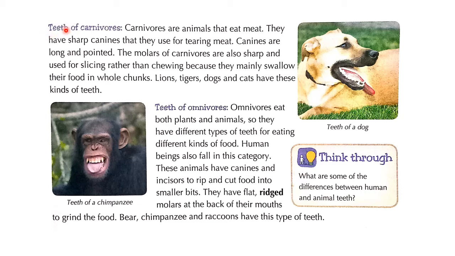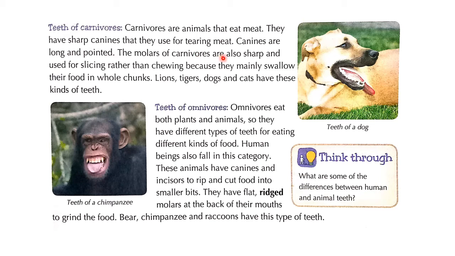Now we will see the teeth of carnivores. We have seen the teeth of herbivores. Carnivores are animals that eat meat, the flesh of other animals. They have very sharp canines that they use for tearing meat. Canines are long and pointed.